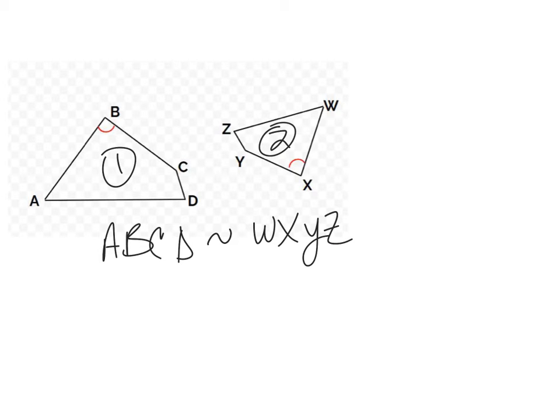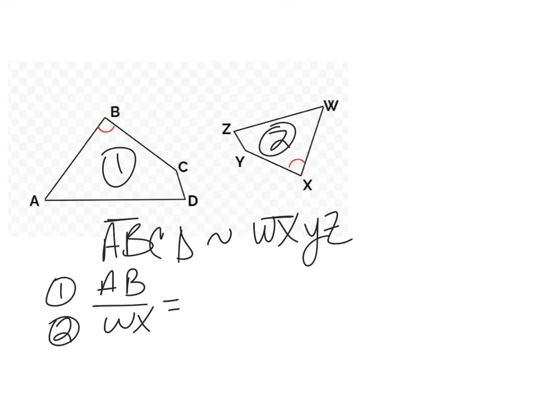Okay. The other thing you can do is get a side length from figure 1, like AB, and then you can write the ratio of the corresponding side length to figure 2. So AB corresponds with WX. Now when you come over here, you have to make sure that figure 1's side length is in the numerator here. So maybe it's BD. And that corresponds on figure 2. So BD will correspond to XZ. And that would be correct, okay?